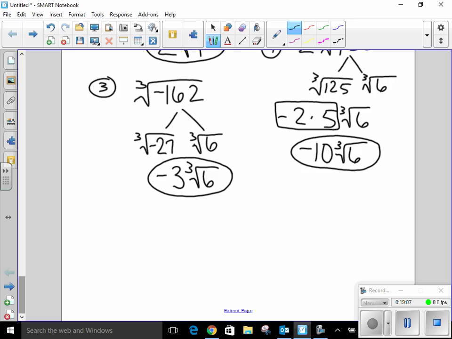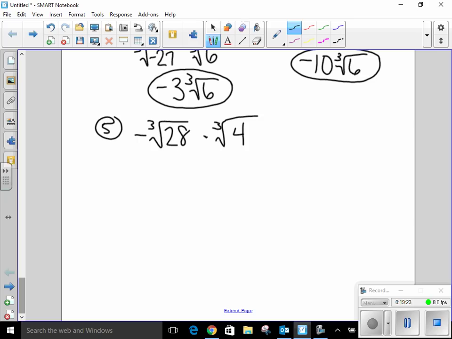And then the final example that I'm going to share with you is going to be one where you have negative cube root of 28 times cube root of 4. And again, if neither one of them are perfect cubes, you want to put them back together and then break it apart, just like we did with square roots. So this would make negative cube root of 112. Notice the negative sign is on the outside this time, not on the inside.